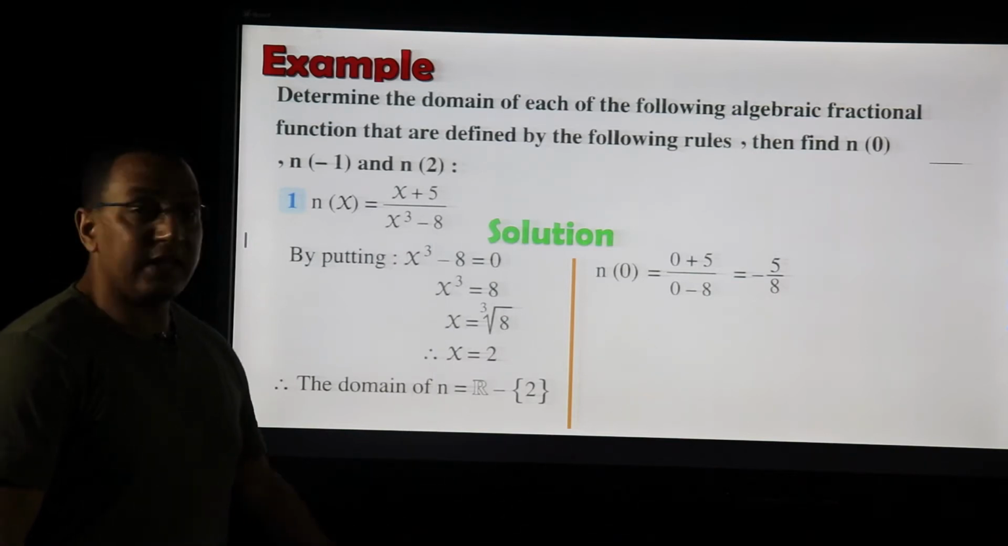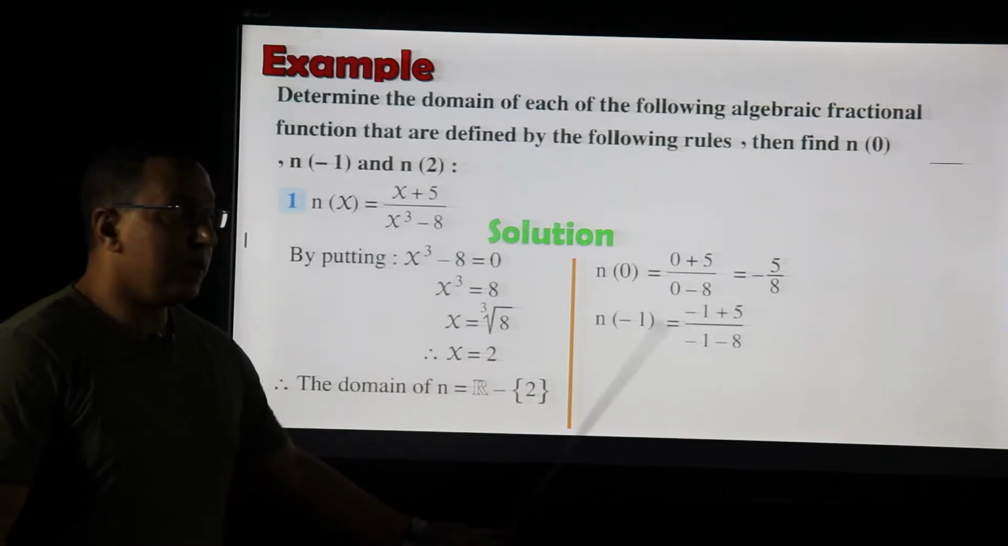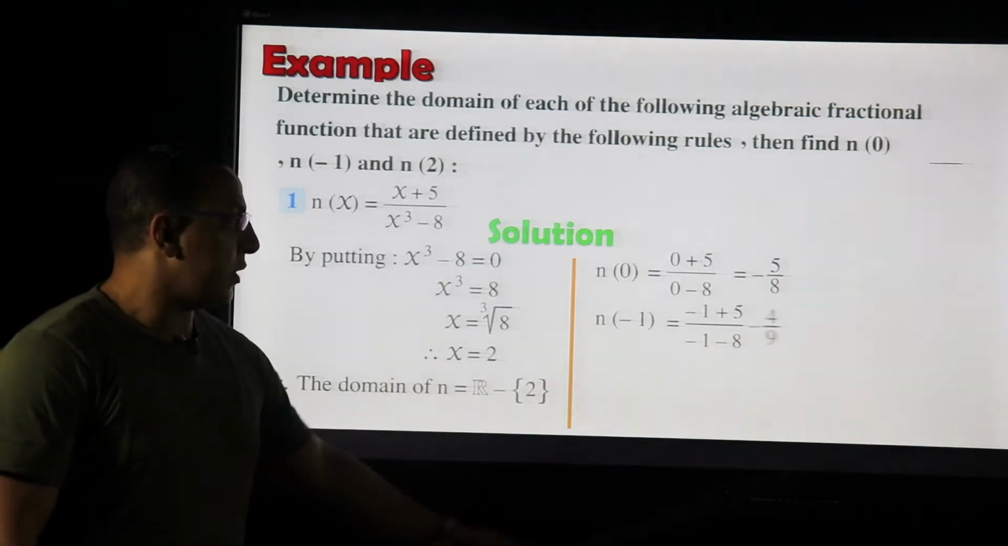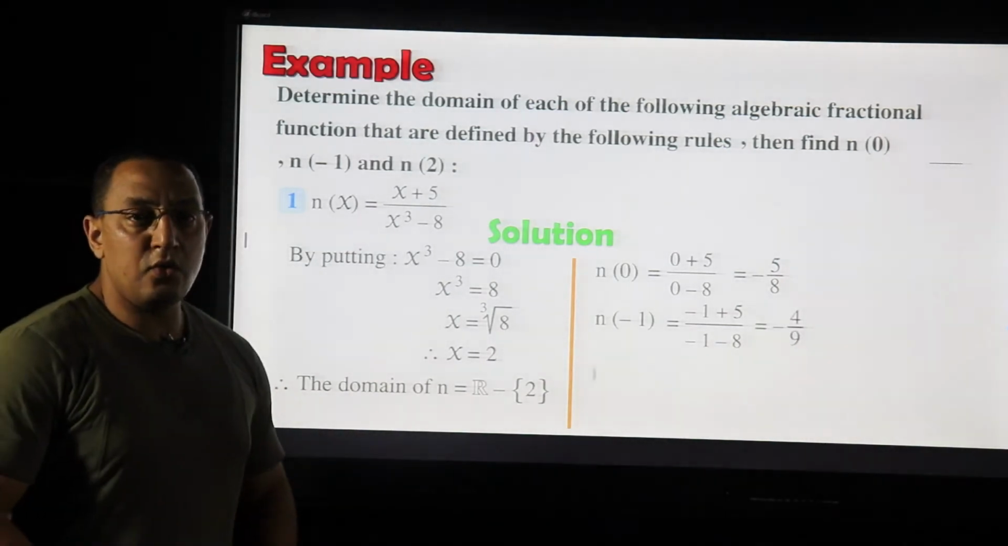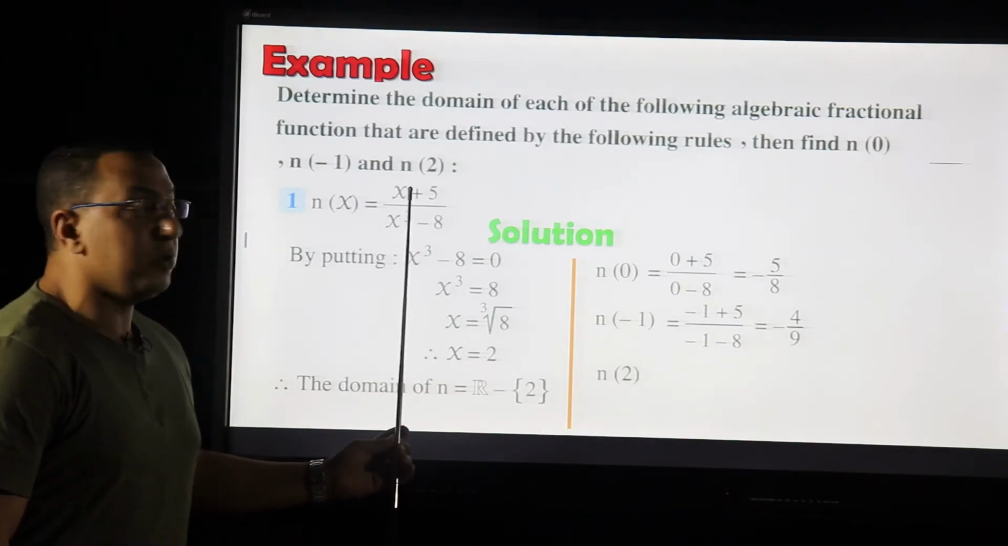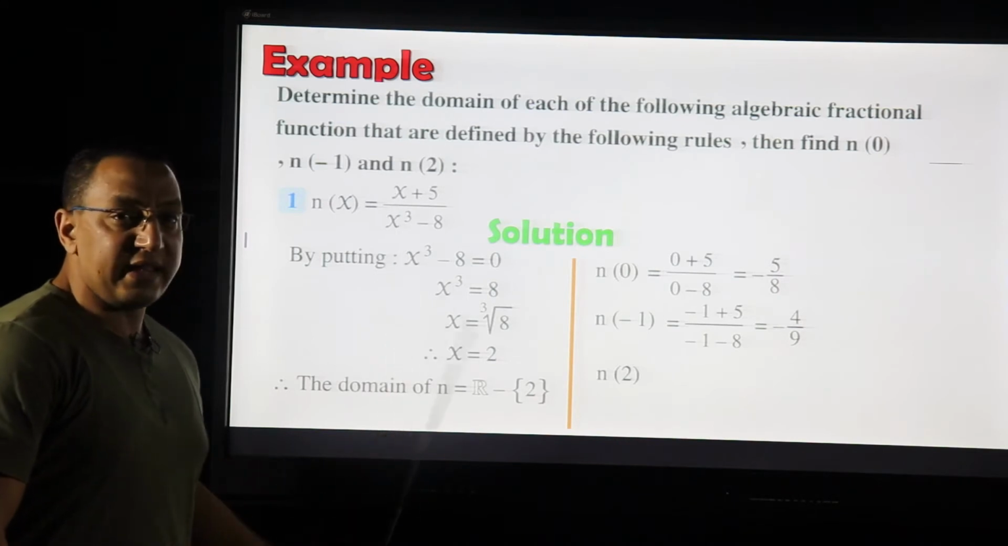So it will be negative 1 plus 5 over negative 1 to the power of 3 minus 8, so it will be negative 4 over 9. Now n of 2. n of 2 means I'm going to put 2 instead of x.